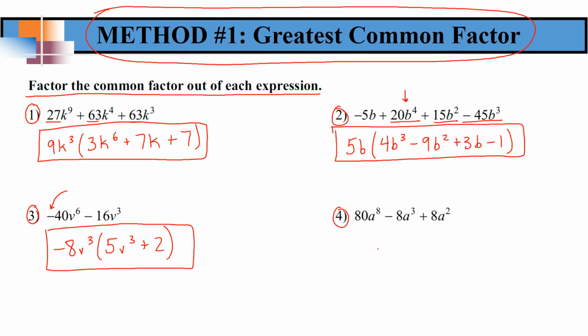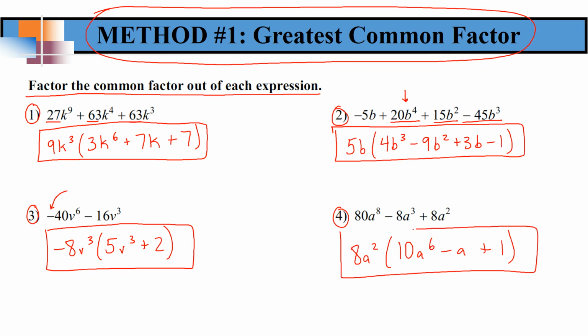Finally, as we look at number 4, our greatest common factor appears to be 8a squared. And if we factor that out, we'll be left with 10a to the 6th minus a plus 1, right? Since -a times this would give you -8a to the 3rd, and then times 1 or plus 1 at the end, since 8a squared times 1 is 8a squared. All right, that should mainly be review.